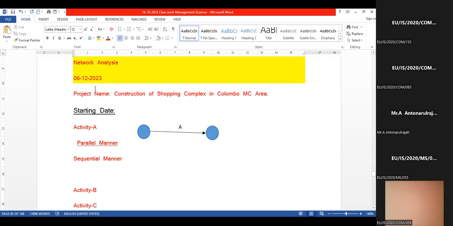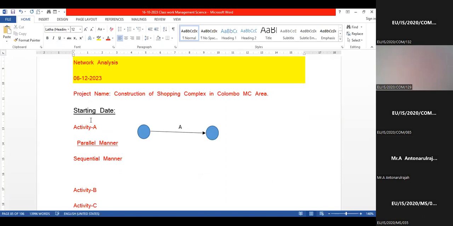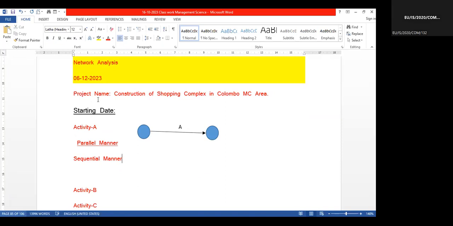Activities are denoted by English alphabetical letters, or activity one, two, three, like that. A, B, C, D. Activity will be denoted by the arrow marks for each and every activity.